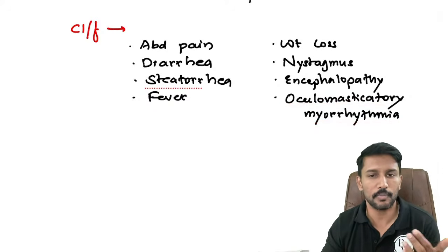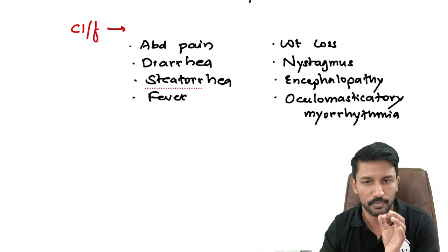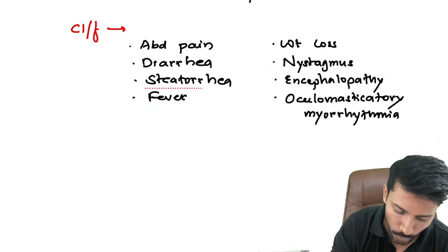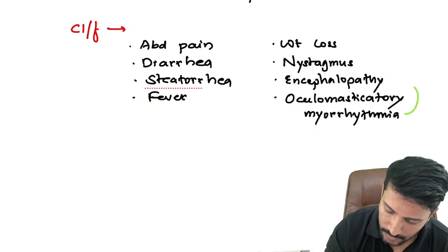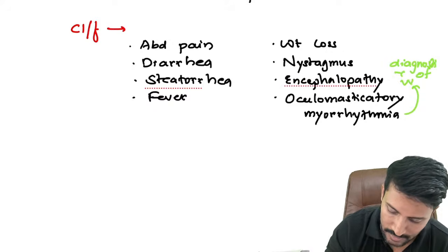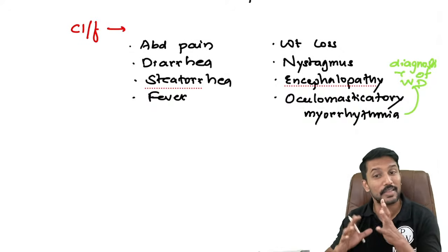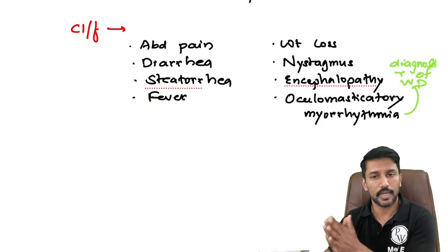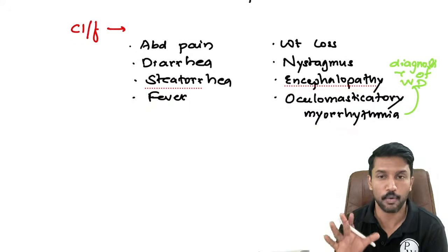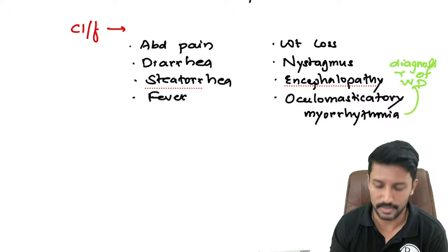If you search, you will get plenty of videos on YouTube of patients with oculomasticatory myorrhythmia. And I want you to mention a point here, right? It is diagnostic of Whipple's disease. It's diagnostic of Whipple's disease, meaning even without biopsy, I can make a diagnosis of Whipple disease if someone presents with oculomasticatory myorrhythmia. That's an important MCQ point for the NEET PG exam.